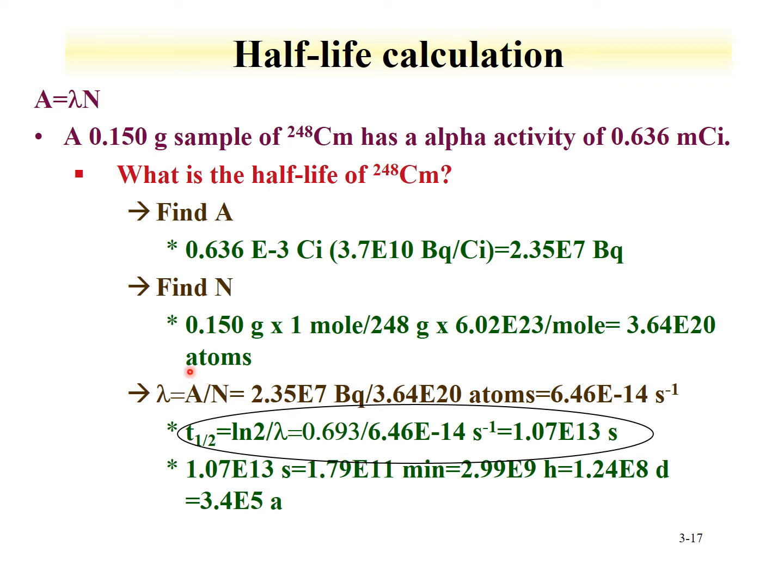And I use the activity equals lambda N, solve for lambda, put this in, I get lambda is equal to 6.46 times 10 to the minus 14th inverse seconds. Solve for the half-life, where lambda is equal to log 2 divided by the half-life. I get this equation, and I get my time unit in seconds because it's inverse seconds. So that is the one thing you need to be aware of, is that you've got to keep your time units consistent whenever you do these calculations.